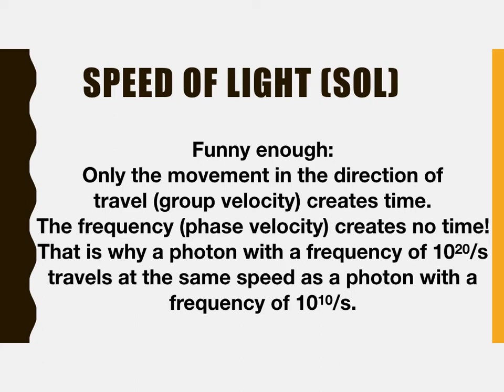What's interesting is that it's not the frequency of a photon that decides how much time is being created when the photon interacts with a space unit. So the speed of light is the same for a photon at a frequency of 10 to the 20th per second as compared to a photon with a frequency of 10 to the 10th per second.